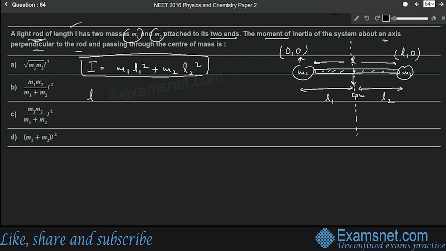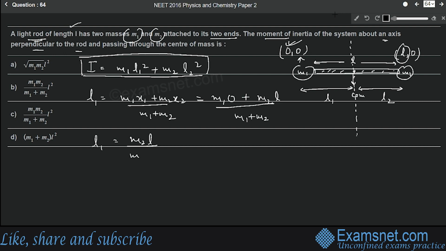Okay, so L1 will be equal to what? m1 x1 plus m2 x2 upon m1 plus m2. Okay, m1 x1 is 0, right? So 0 plus m2 into x2, which is L. So L upon m1 plus m2. So we can say that L1 is equal to m2 L upon m1 plus m2. Okay, so this is the value of L1. Suppose this is equation number 1.